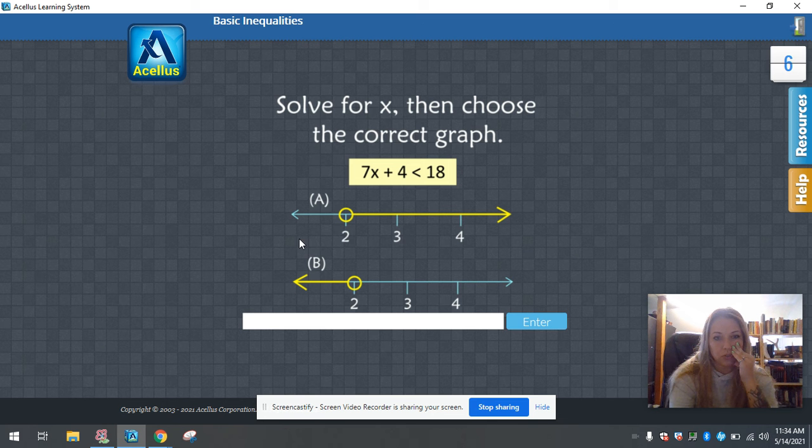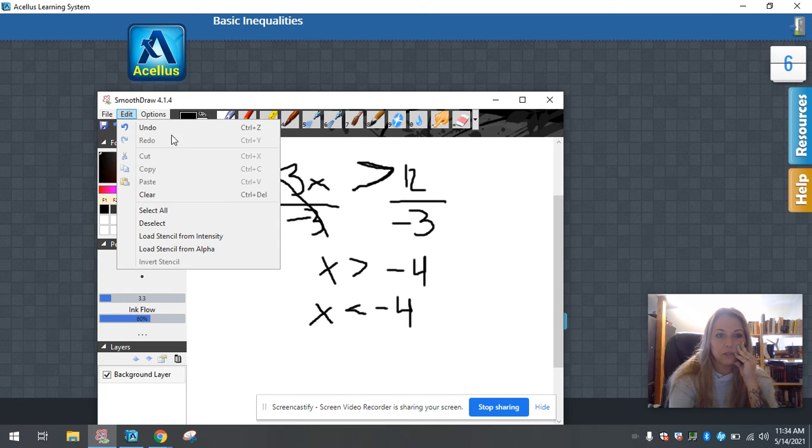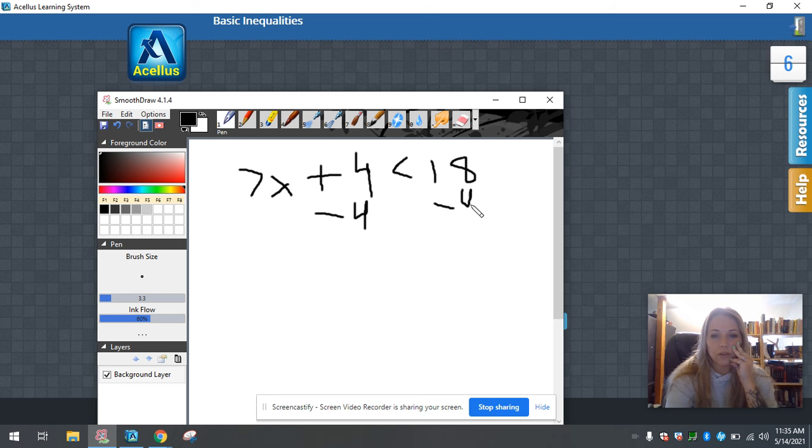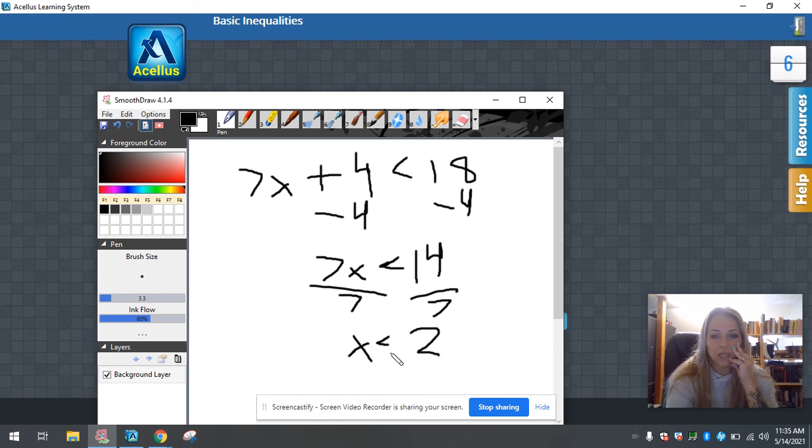Solve for x and choose the correct graph. We have 7x plus 4 is less than 18. So the first thing we're going to do is get rid of the 4. What I do to one side, I do to the other. Then I'm left with 7x is less than 14. I'm going to divide both sides by 7 to get the x by itself. 14 divided by 7 is 2, and we get x is less than 2.